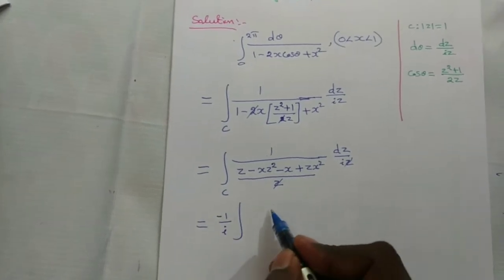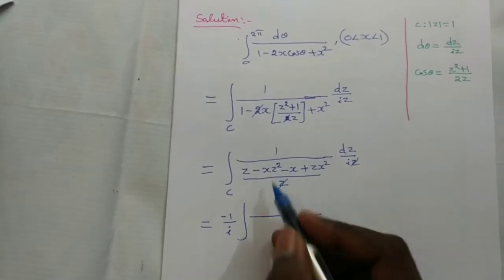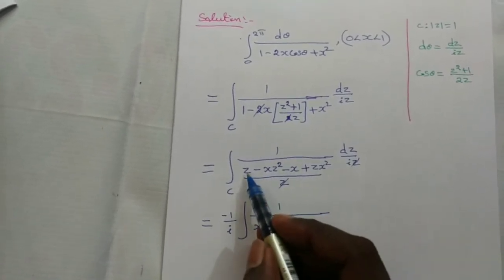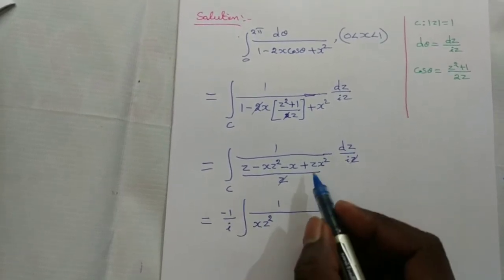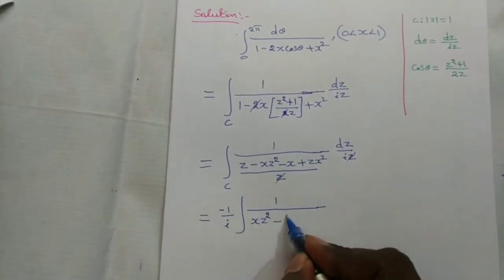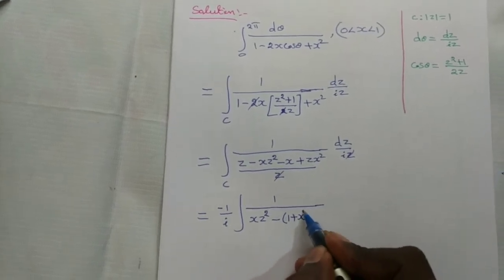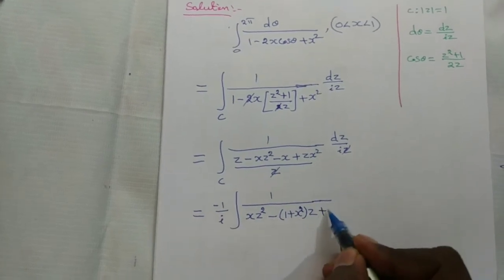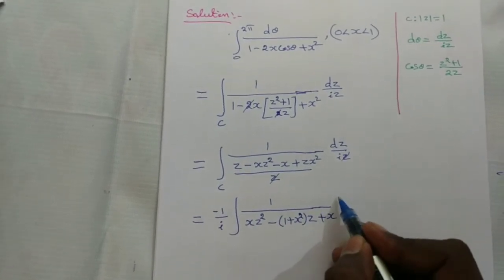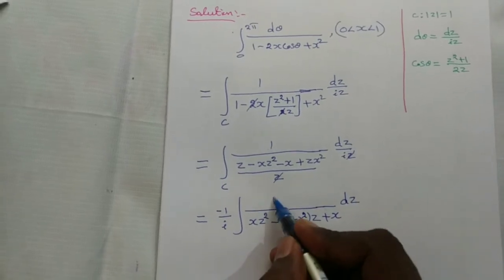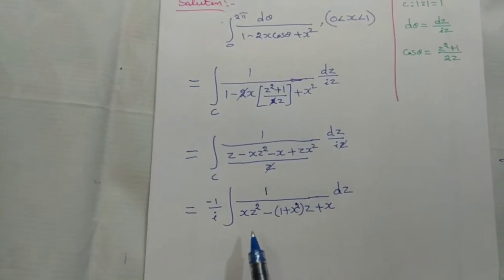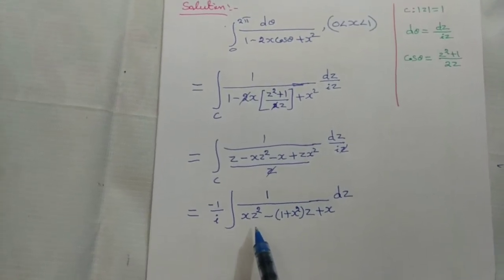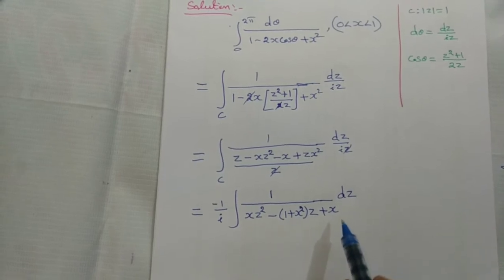Taking minus outside, so 1 divided by, this becomes x z², and this is the z term. After taking minus outside, this is minus (1 + x²) into z, and here taking minus outside, so plus x, into dz. Okay, so now you see the denominator is a quadratic equation in terms of z. This is the z² term, z term and constant term.